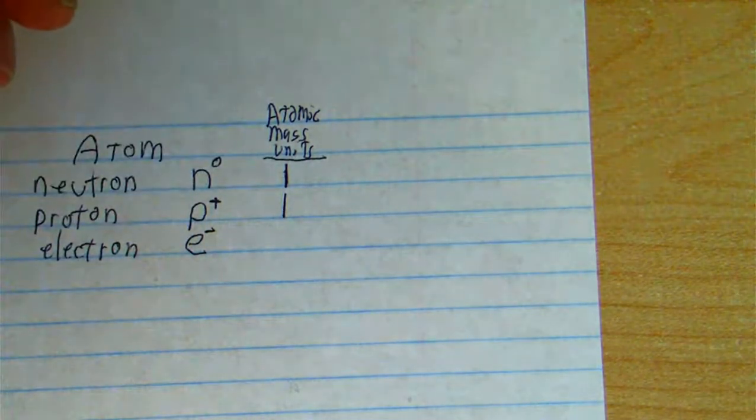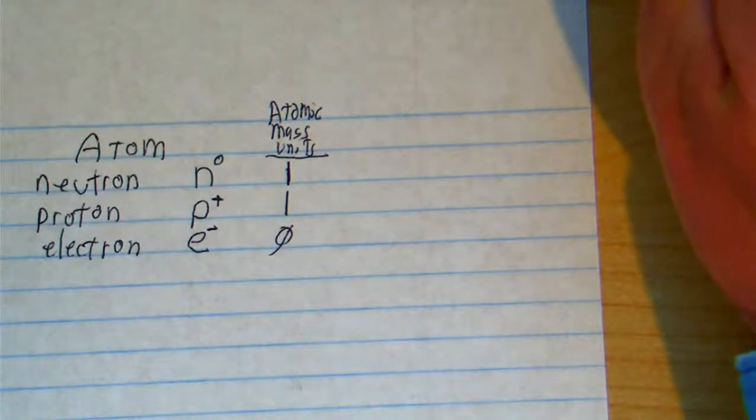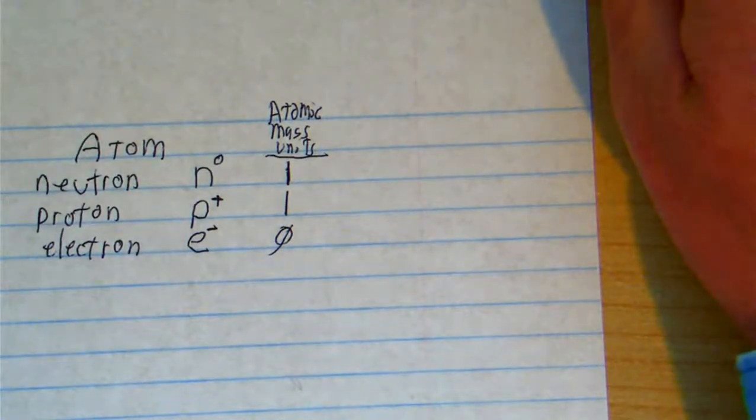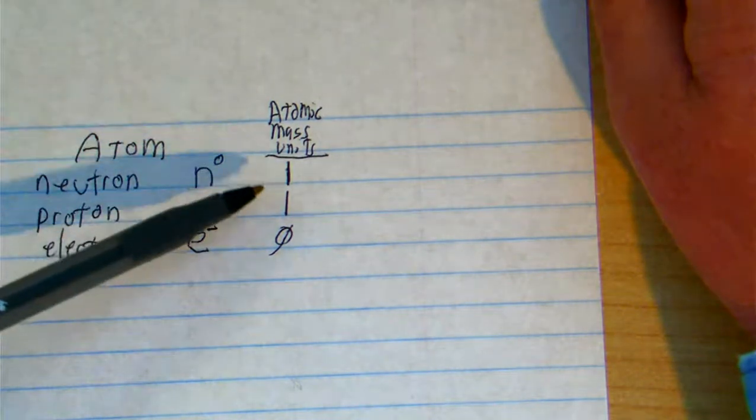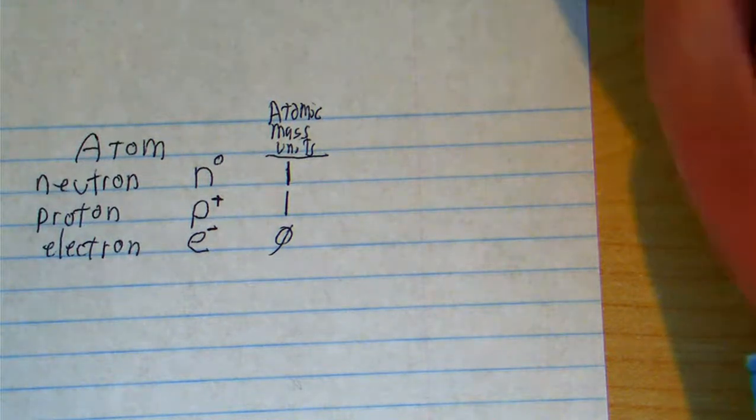The mass of each one of these in atomic mass units: for the neutron, it was 1. For the proton, it was 1. For the electron, it was 0. The mass of an electron isn't truly 0, but it's about 1 divided by 2,000th the mass of a neutron or proton. And so what we did in chemistry class is we rounded that off and said, oh, let's just call that 0.